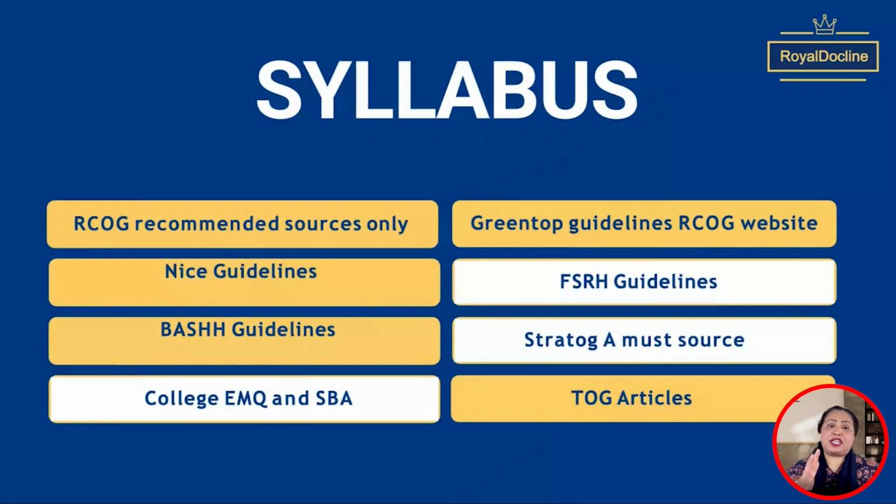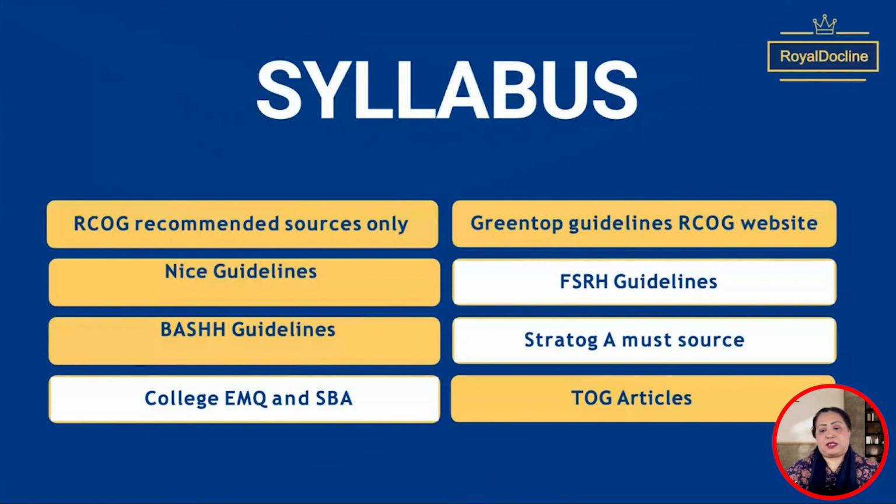Then comes the college's own EMQs and single best answers. They are also available in the strategy, and you can buy them for a very small amount. Access is there for a longer period of time, so you can go through them. You can see how the college thinks about the EMQs and how they put the questions. You can get an idea. So everybody should buy and practice them.